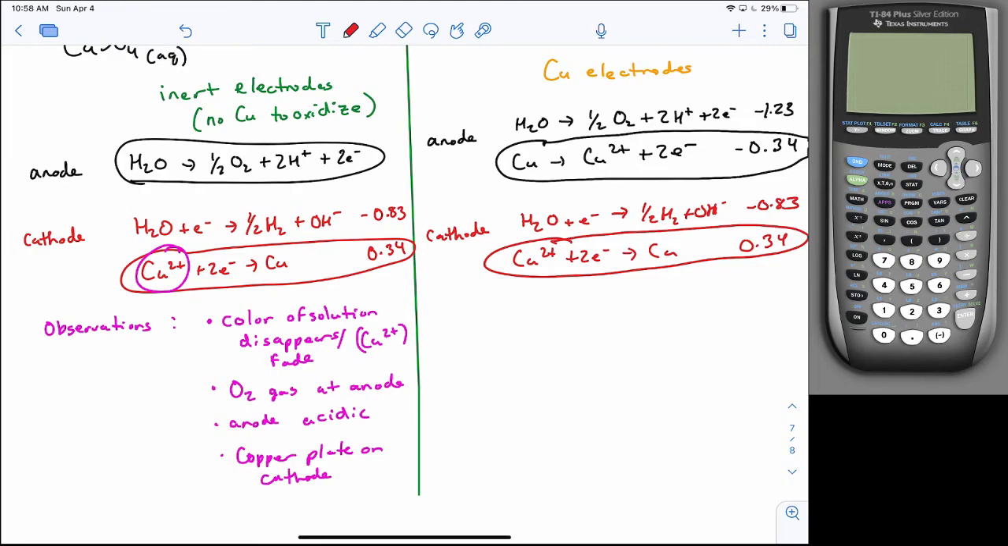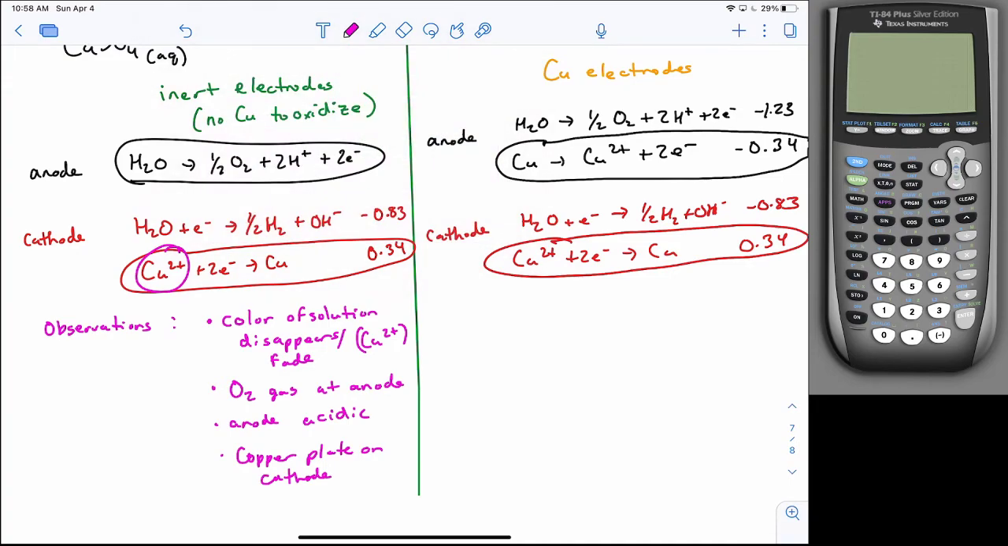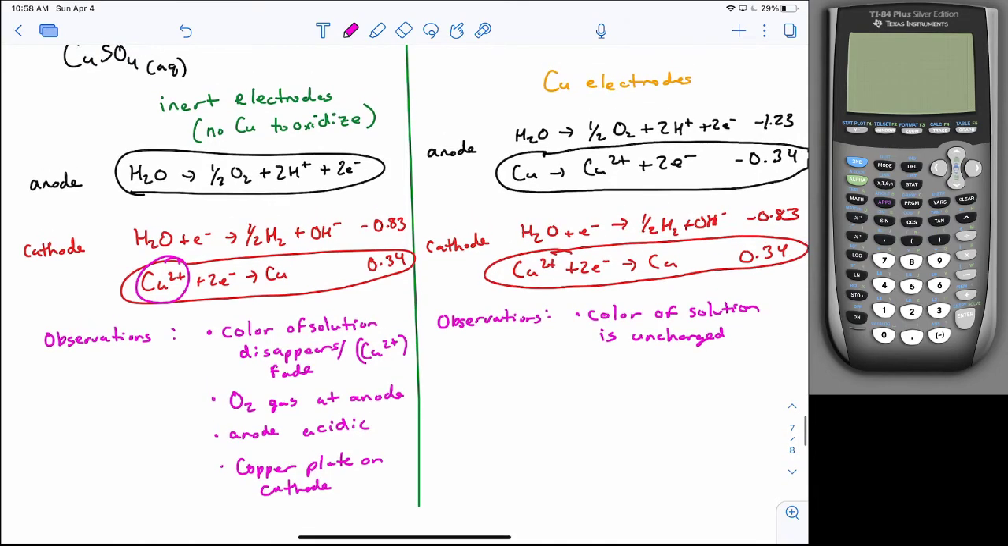So copper is going to be reducing as well. Now when we talk about observations, the color of the solution is unchanged, because whatever copper is reducing, plating, is being replaced by the copper from the anode. So the color of the solution is unchanged.